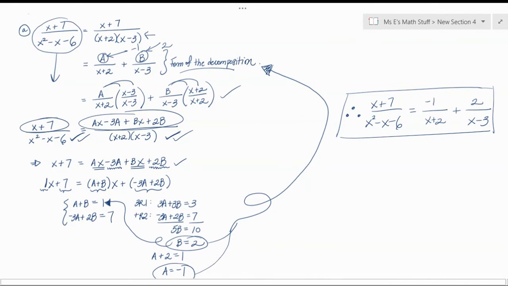Step 5 is then set the numerators to equal each other. Then step 6 is group the right side in order, kind of in descending power of x. Then you set up a system of equations, solve for your constants. Your next step is back substitute into your form, and you have your answer.